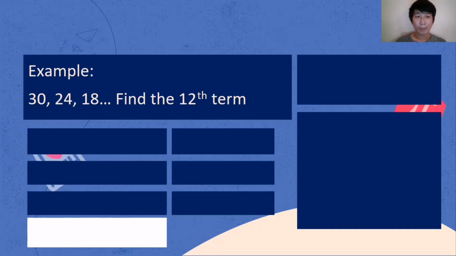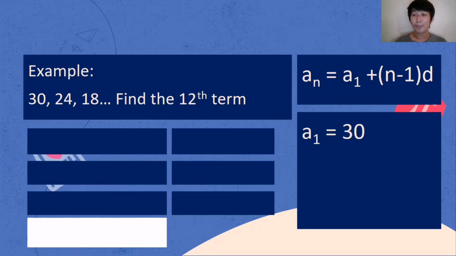So let's try to solve this one. 30, 24, 18. Find the 12th term. As you can see, our arithmetic sequence decreases. Therefore, our common difference must be, very good, negative. So we will be using the same formula. A sub n is equal to a sub 1 plus the quantity of n minus 1 multiplied by d, where a sub 1, the first term, will be 30, very good. Value of n, 12, very good.